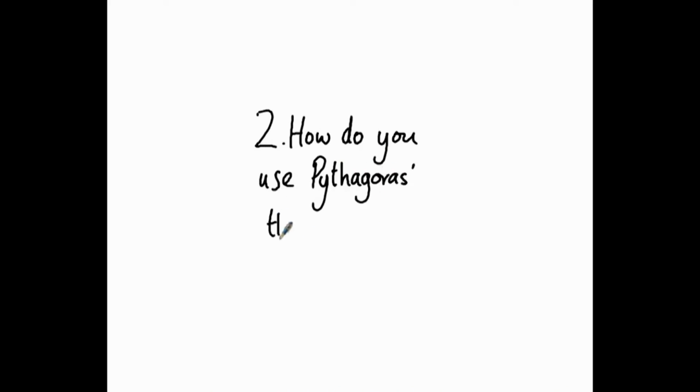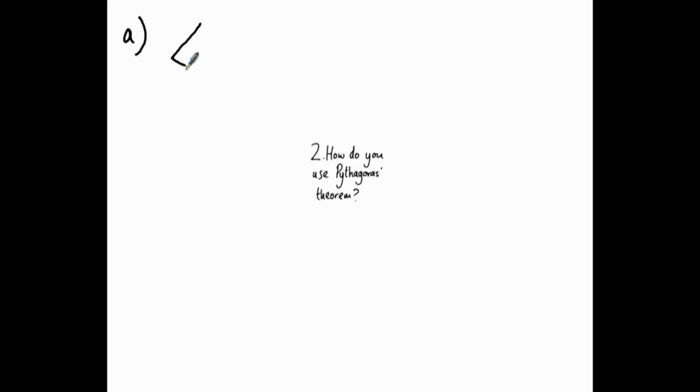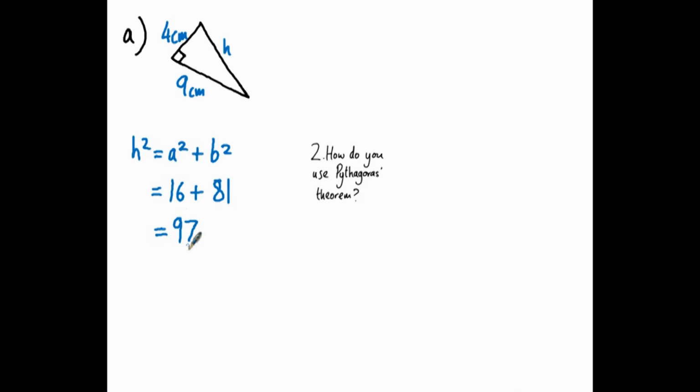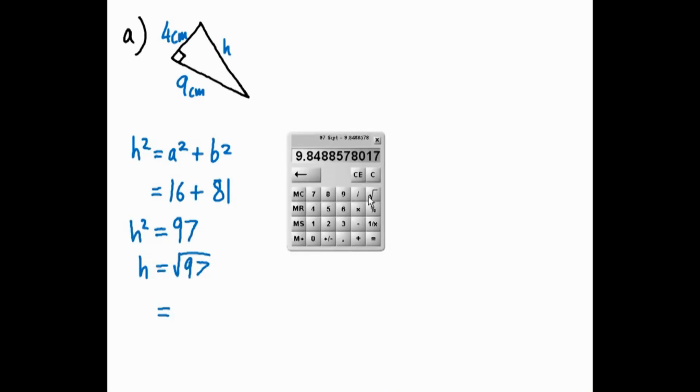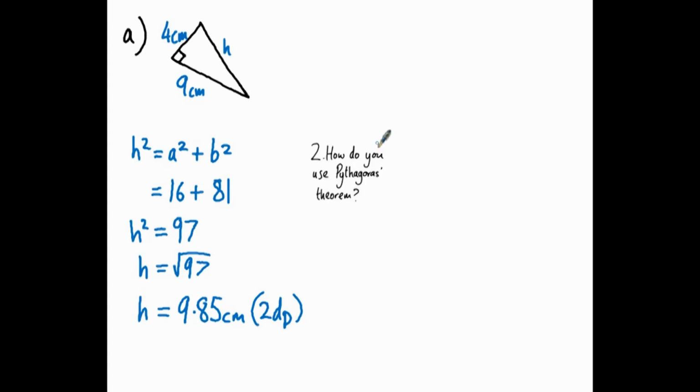Second, how do you use Pythagoras' theorem? So I'm going to do a couple of examples. Here's another right-angled triangle. There's the right angle. A, B, and hypotenuse. Right, let's change A and B for 4 centimetres and 9 centimetres. So H squared equals A squared plus B squared. So if I change A squared for 16 and B squared for 81, I find that H squared equals 97. And H is the square root of 97. So out comes the calculator, and I get 9.85 centimetres to 2 decimal places. Brilliant, that's the length of the hypotenuse.